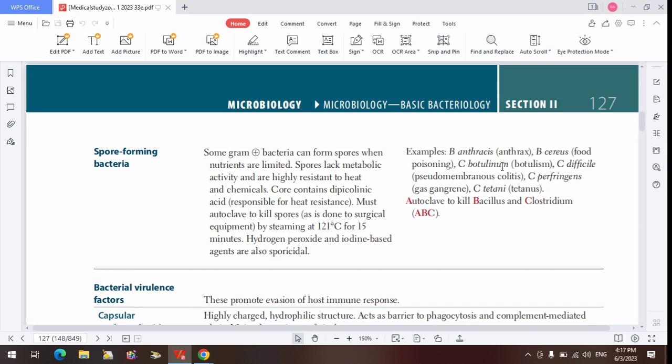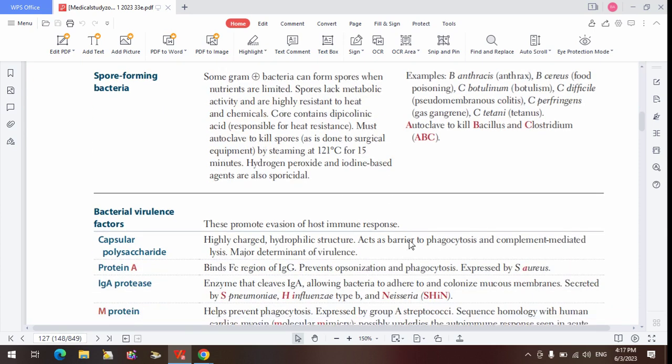So Bacillus anthracis causes anthrax, Bacillus cereus causes food poisoning, Clostridium botulinum causes botulism, Clostridium difficile causes pseudomembranous colitis, Clostridium perfringens causes gas gangrene, and Clostridium tetani causes tetanus.